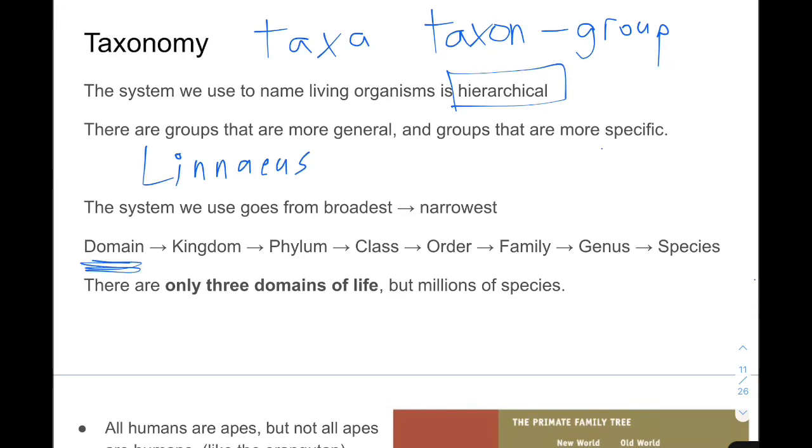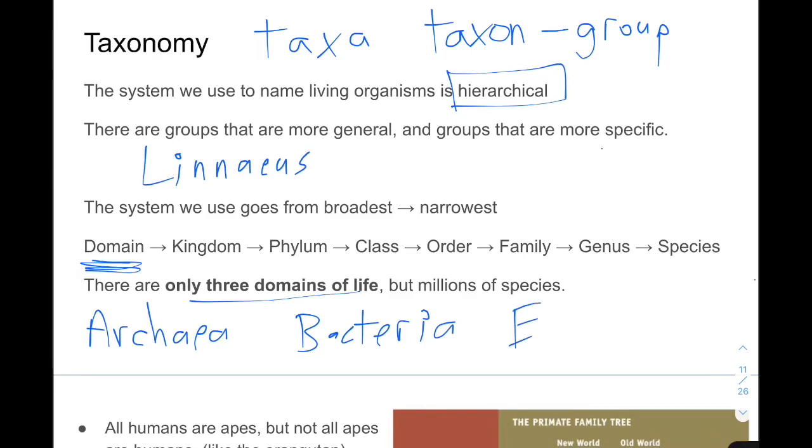So the broadest category is the domain. There are only 3 domains of life. Those 3 domains of life are the archaea, the oldest, the bacteria, which are all single-celled, prokaryotic, and the eukarya, which can be single-celled or multicellular, and they have a nucleus, so they have a cell with a nucleus in the middle.